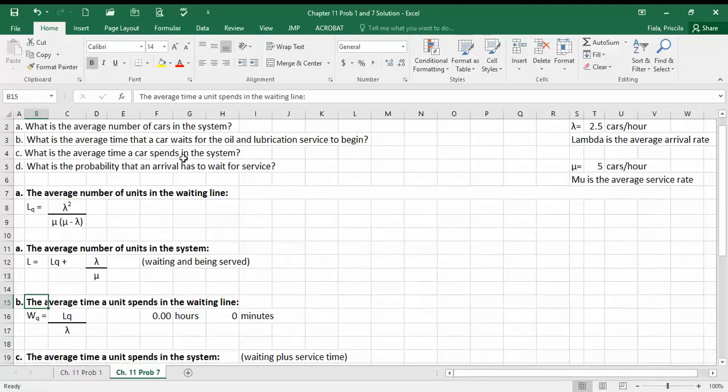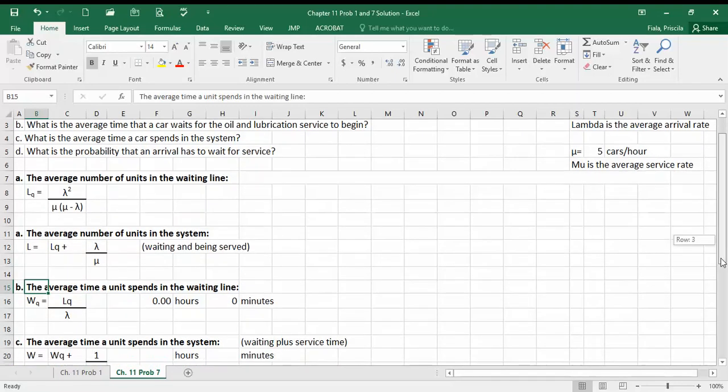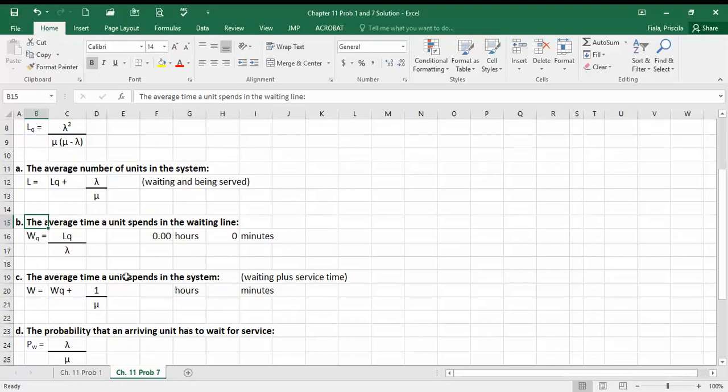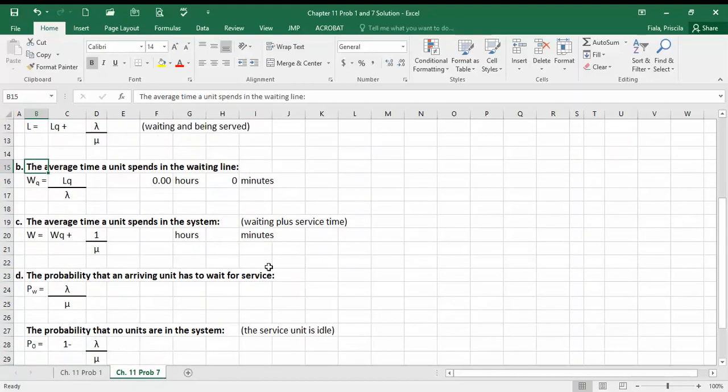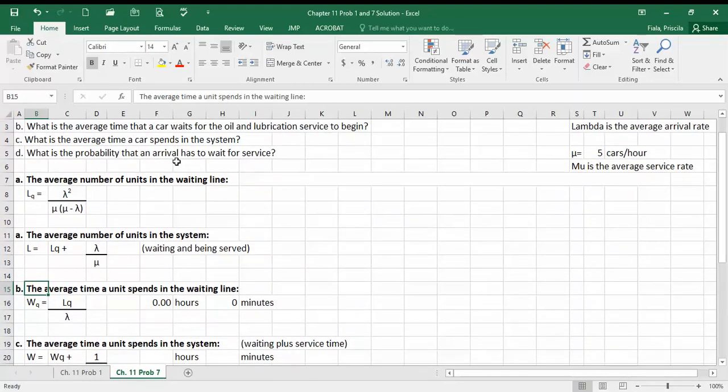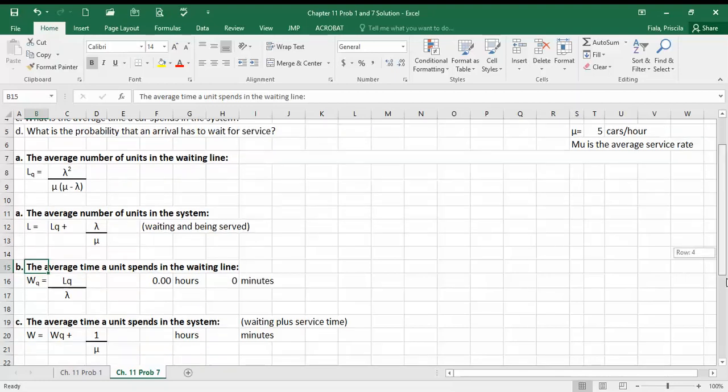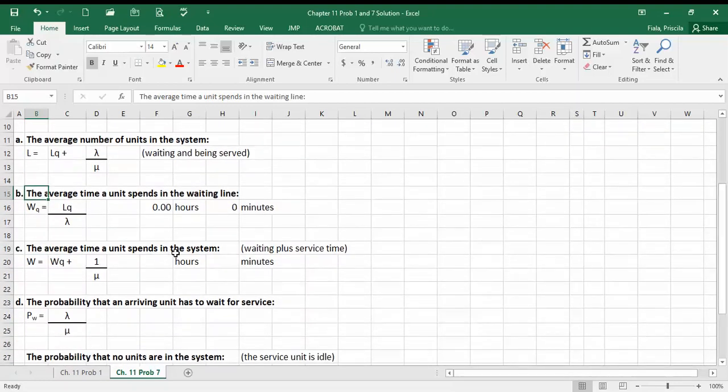And then for C, what is the average time a car spends in the system? The average time a unit, which could be a car or a customer, spends in the system, that means waiting plus service time, is W. To calculate W, you need WQ. So we're going to calculate this first, plus 1 divided by our mu, which we have right here. And lastly, D, what is the probability that an arrival has to wait for service? The probability that an arriving unit has to wait for service is going to be your lambda divided by your mu.